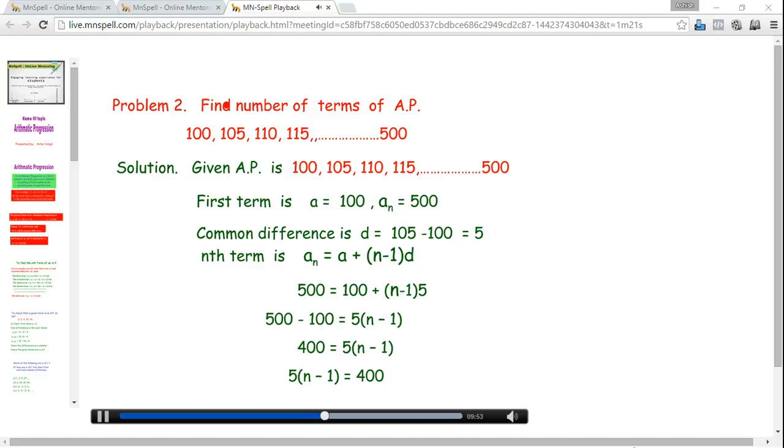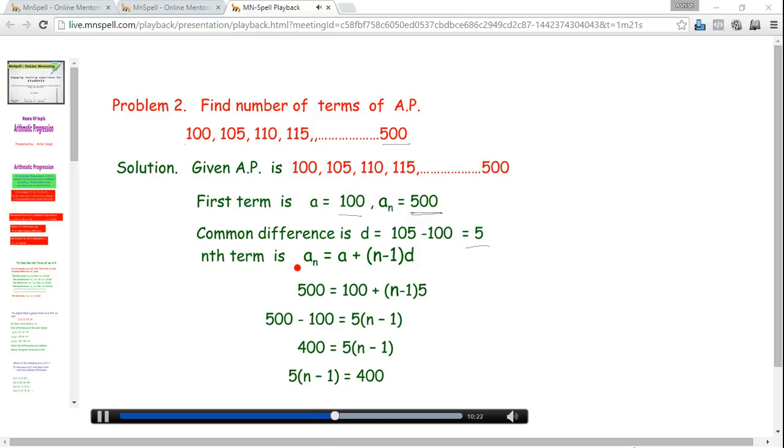Now, the next question: find the number of terms of the AP. We are given the series 100, 105, 110, 115, and we are given the last term as 500. We have to find how many terms there are in the series. The first term is 100 and the last term, that is the nth term Tn, is 500. We can check the common difference, that is the second term minus the first term, which comes out to be 5.